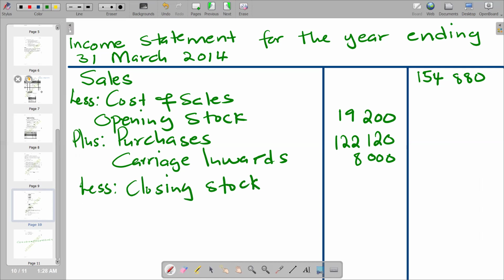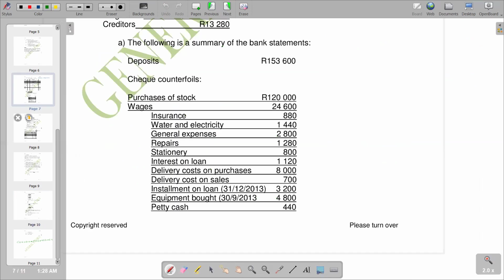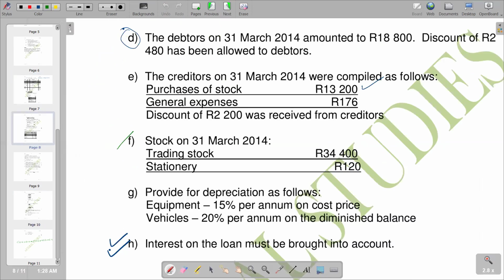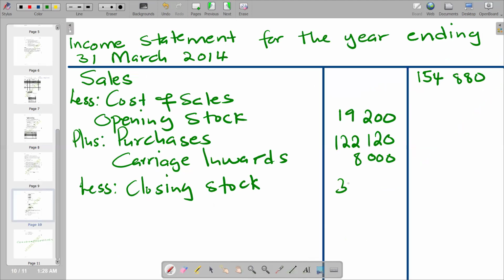And the figure for closing stock will be in the additional information. So we are going to go to the additional information and check for closing stock. We see that on information F, we are told that stock on 31 March 2014, which is at the end of the year, is trading stock of 34,400, which is going to be our figure for closing stock. And by putting our brackets, now we can close.